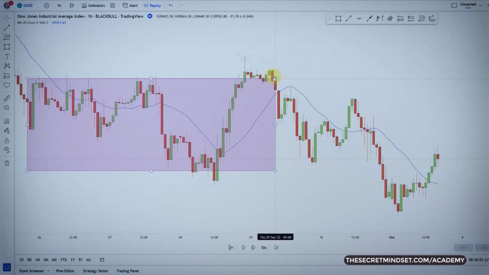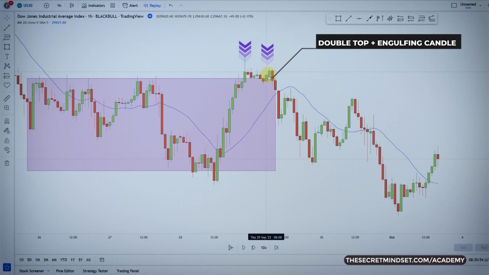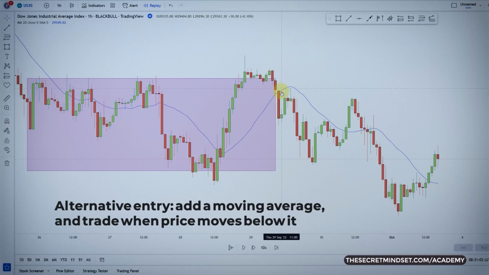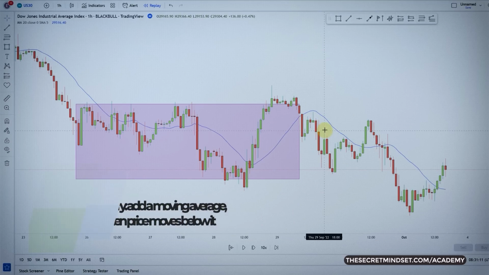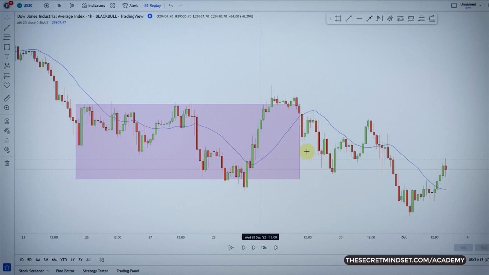In this case, I see a double top and a bearish engulfing candle, offering several clues that the downtrend might resume. You could also add a 20 simple moving average and trade when price moves below it. There are many methods to enter. You just have to choose the one you feel most comfortable with.